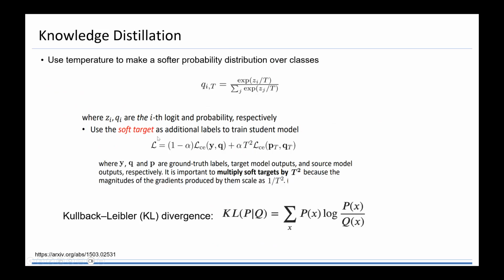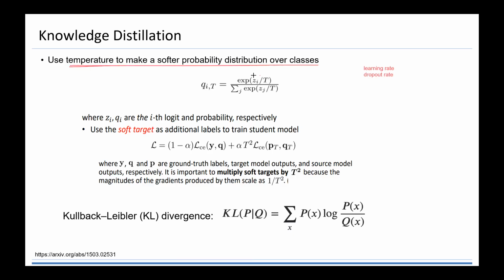In knowledge distillation, they use one new parameter called temperature. Maybe I will not explain the temperature in detail, but there is a new parameter. Maybe if you have learned deep learning, there is a parameter for learning rate, and also another parameter for dropout rate, etc. It is also the same. In knowledge distillation, they have the temperature. We can use the temperature to make a softer probability distribution over classes.